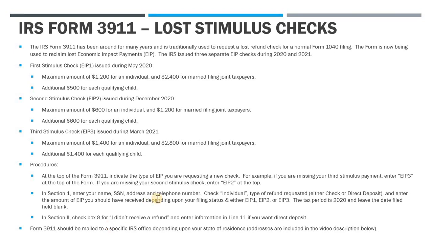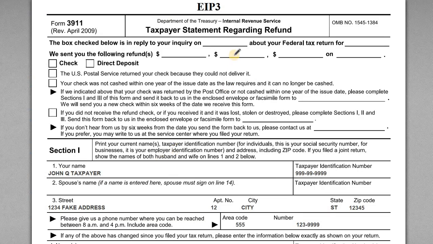Okay, so just to recap again, very important, do not combine EIP payments on one form. If you're missing EIP1 and EIP2, do two separate 3911s, okay? Try to make it as easy as possible for the IRS to review the data and process your request. If you start commingling things, then it just confuses them and they don't know what to do. So, yeah, and then like I said at the start, always make sure to include this at the top. Make it very clear what EIP payment you're missing, and that should expedite the process.